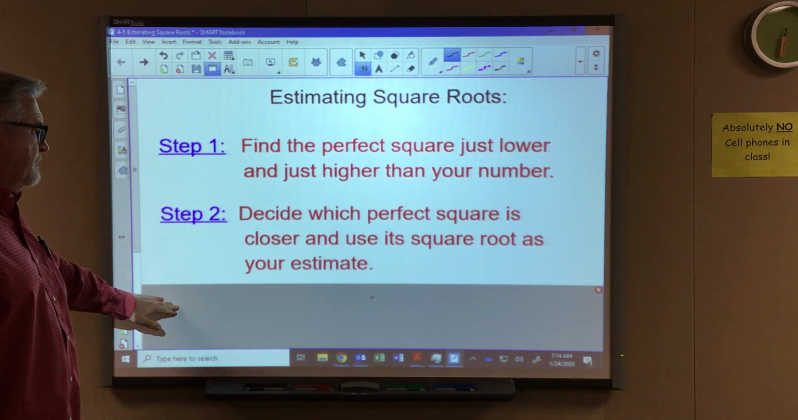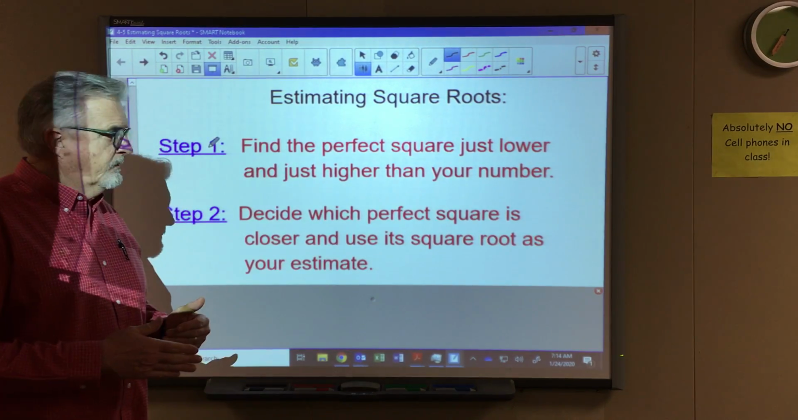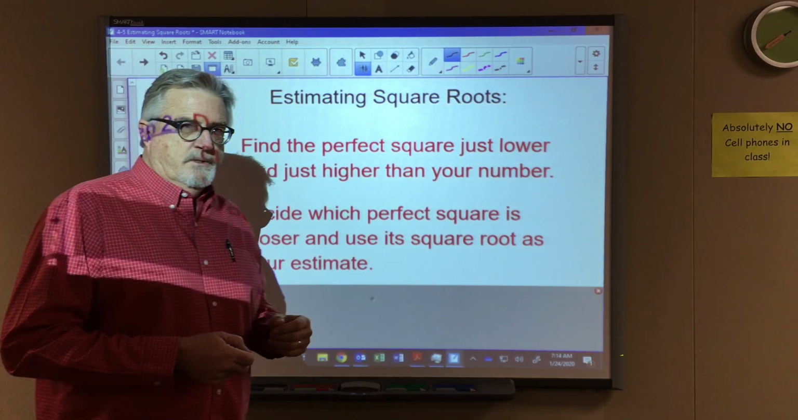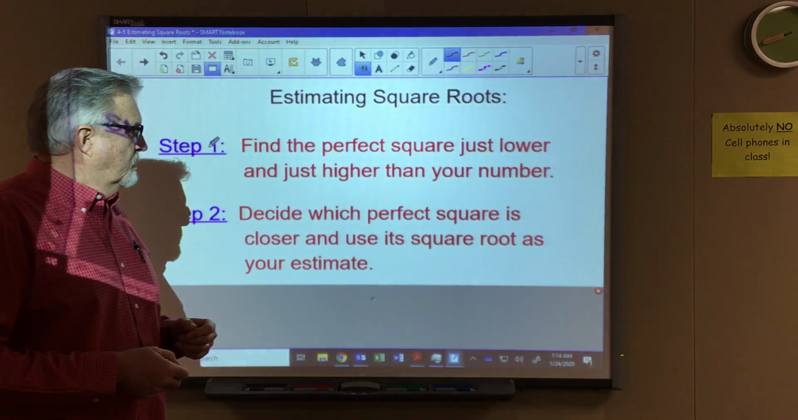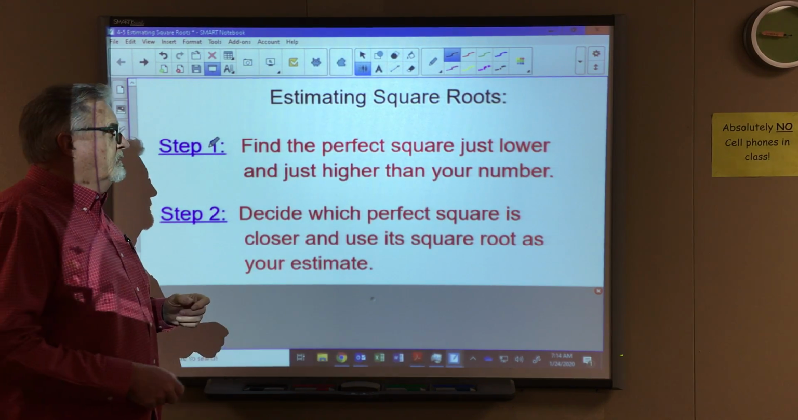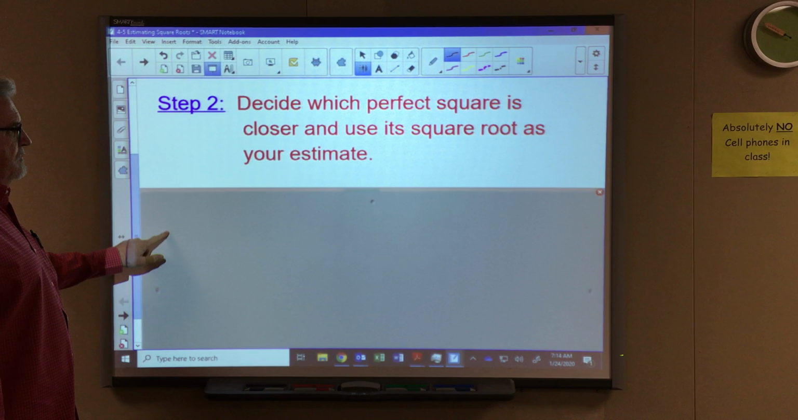Step number two is decide which perfect square is closer to our number and use its square root as your estimate. Okay? So if you need to stop this and copy this down, great. And we're going to move on. Okay? Let's do an example here.